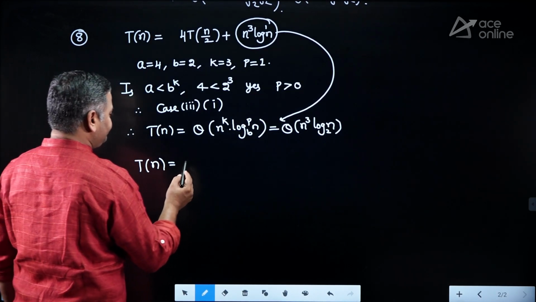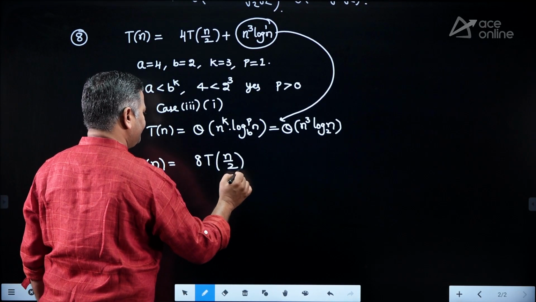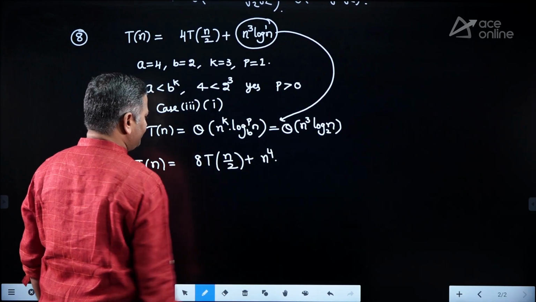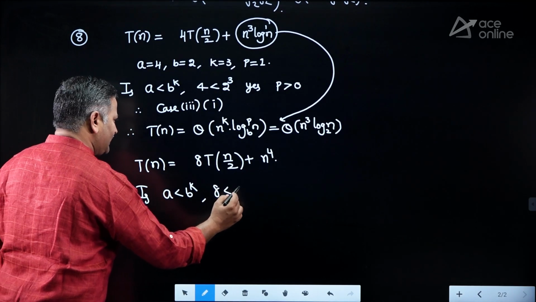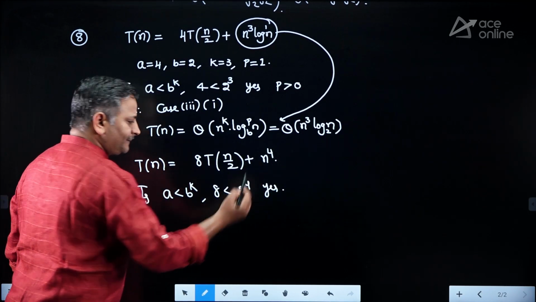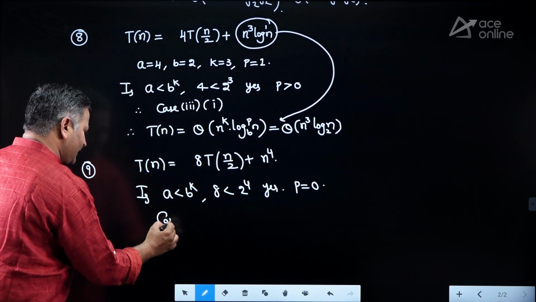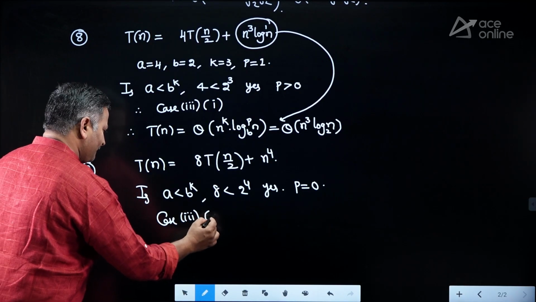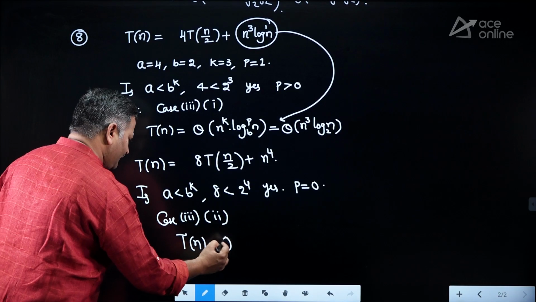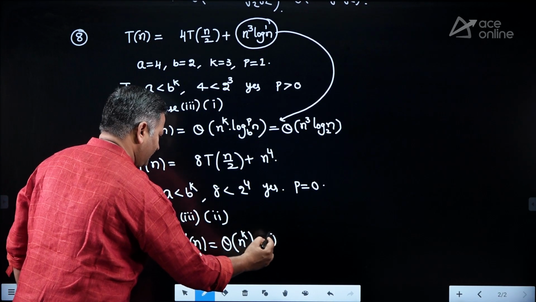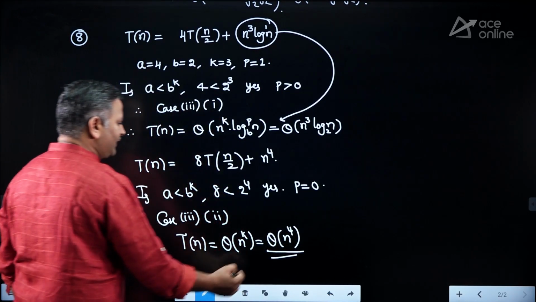T(n) is equal to, let me keep it as 8 into T(n/2) plus n^4. Verify the condition: is a less than b to the power of k? 8 less than 2^4, yes. Right. What about the p value? The p value equals 0. Therefore, it belongs to case number 3, second bit. Right, friends? Then the answer to this question is T(n) equal to theta of n^k, n^4. That's all. That is the final answer.